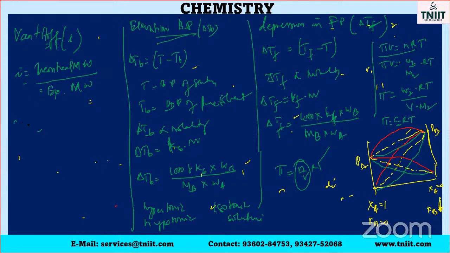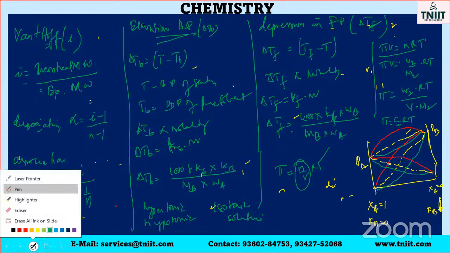If a solute is undergoing dissociation, then the degree of dissociation alpha is given by the formula i minus 1 divided by n minus 1. i is the Van't Hoff factor. If a solute is undergoing association, a solute can combine, then alpha is given by the formula 1 minus i divided by 1 minus 1 by n. n is the number of particles. How do we calculate the number of particles?